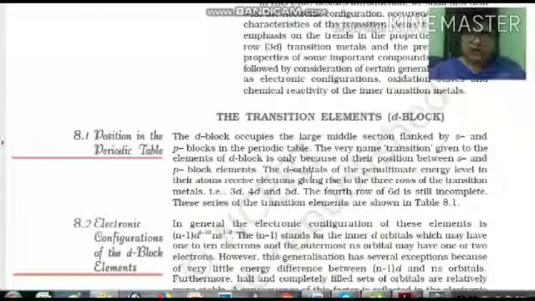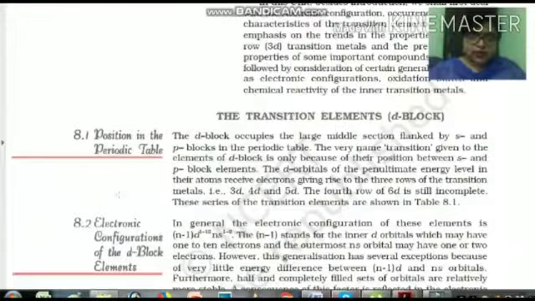Now see children, these d orbitals are in the penultimate energy level. In their atoms, these d orbitals receive electrons, giving rise to 3 rows of transition metals, that is 3d, 4d and 5d, while the 4th row, that is 6d, is still incomplete. Then we will see its electronic configuration.